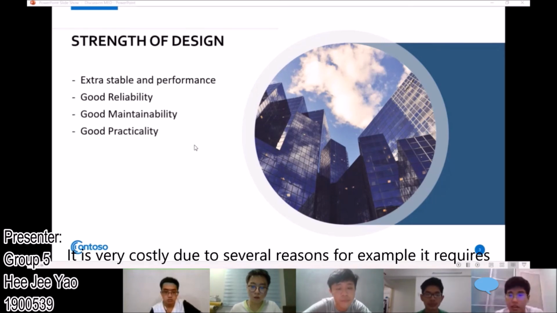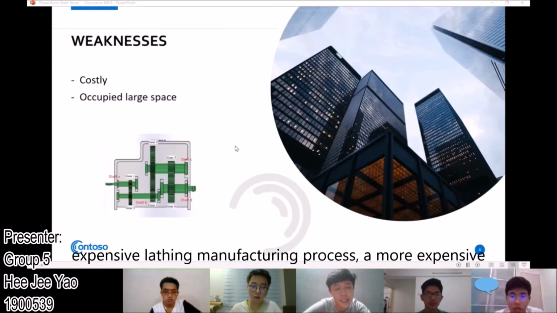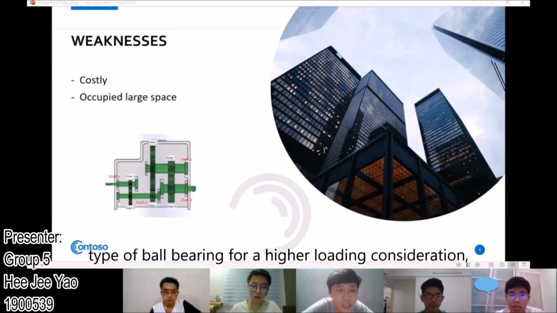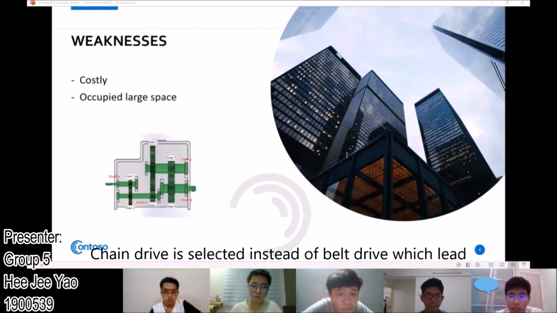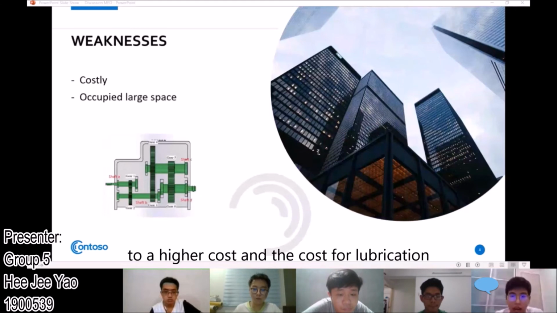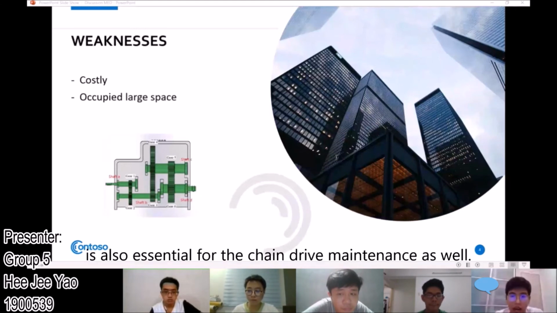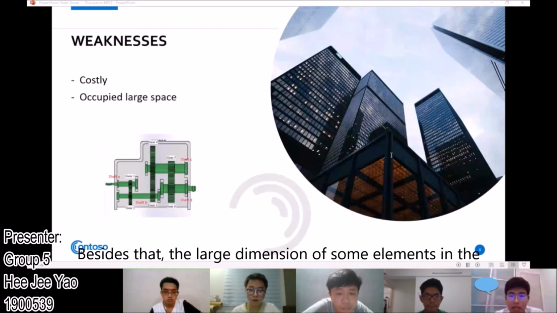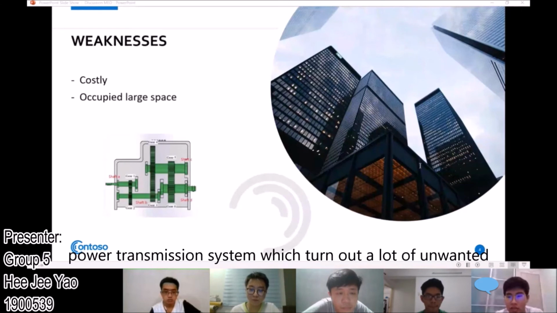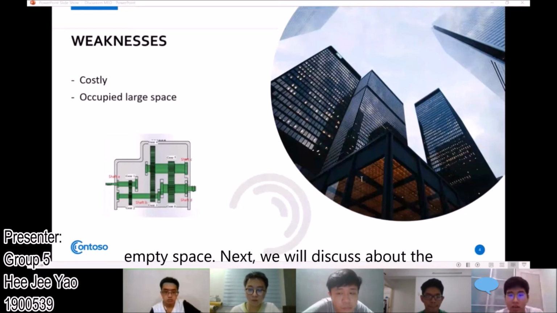It is very costly due to several reasons. For example, it requires expensive lathing manufacturing process, and a more expensive type of ball bearing for higher loading consideration. Chain drive is selected instead of belt drive, which leads to a higher cost, and the cost for lubrication is also essential for chain drive maintenance as well. Besides that, the large dimension of some elements in the power transmission system turns out a lot of unwanted empty space.